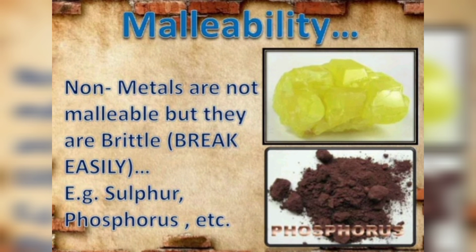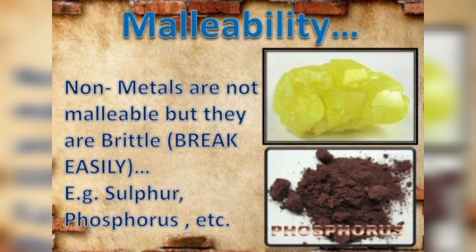Non-metals are neither ductile nor malleable, because they cannot be hammered or beaten into thin sheets or drawn into thin wires. That's why non-metals are neither ductile nor malleable. Most non-metals are brittle. What is the meaning of brittle? Easily broken. That is the property. So these are the third property.